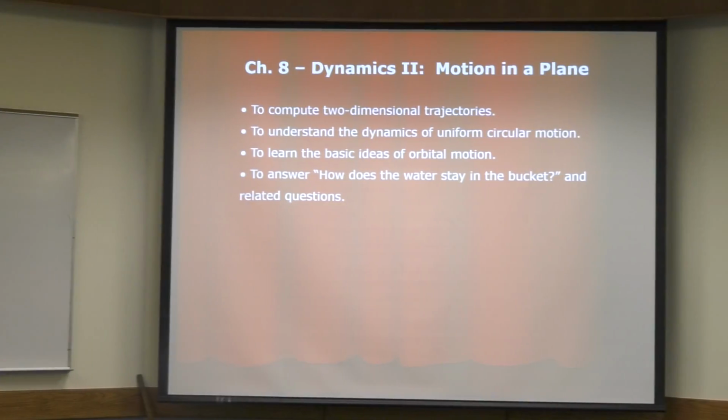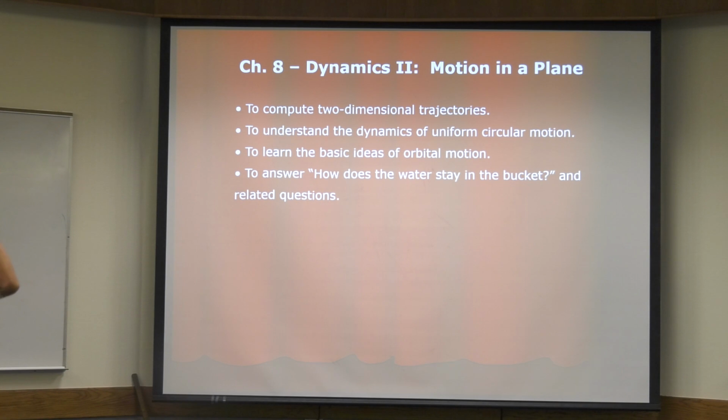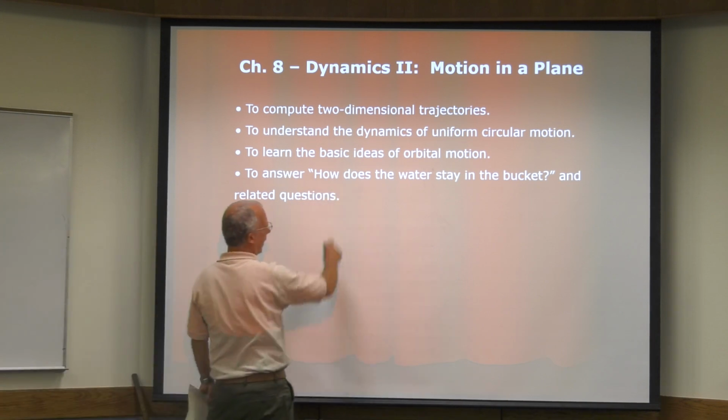All right, we did two-dimensional trajectories a long time ago. We now understand the dynamics of uniform circular motion. If there's a circular problem, it has to be a radial force, which equals mv squared over r or m r omega squared. We talked about orbital motion, and we did Evel Knievel on a motorcycle because it's more exciting than water in a bucket.